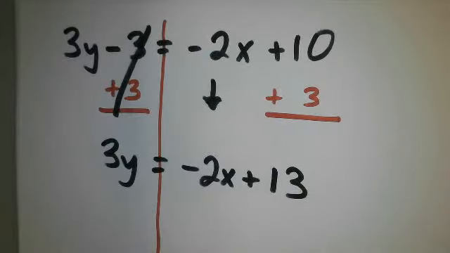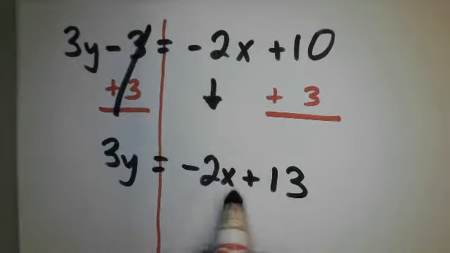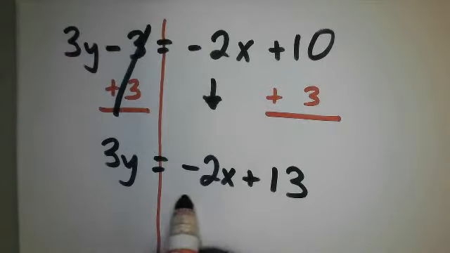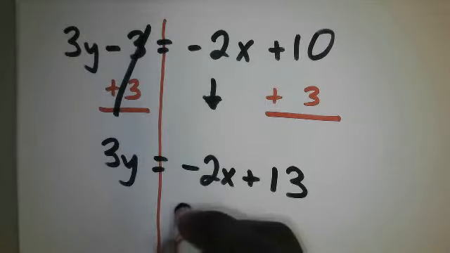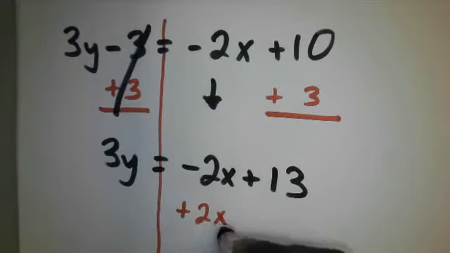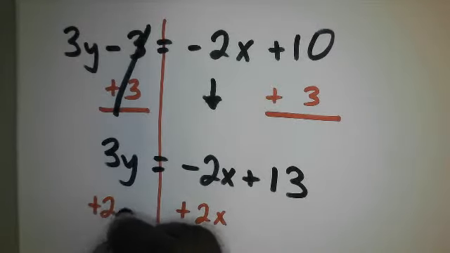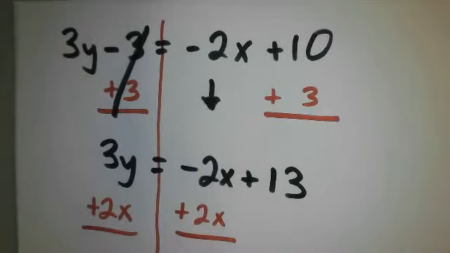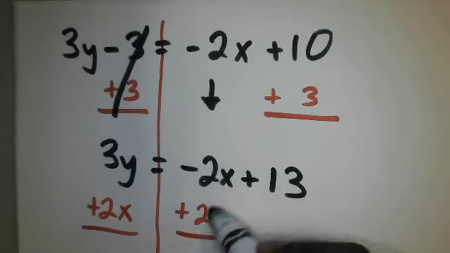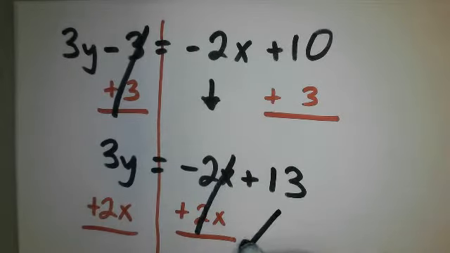Alright, now I'm going to bring this x over to this side. Now the way we're able to do that, because of the operation, is either adding or subtracting. Now, because this is a negative in front of the 2x, we will add a positive 2x to both sides. Now notice on this side, negative 2x and positive 2x cancel each other out, and we'll bring down the 13.